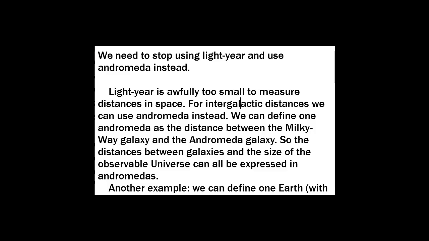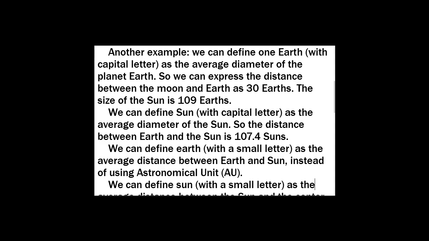So, the distance between galaxies and the size of the observable universe can all be expressed in Andromedas. Another example, we can define one Earth, with capital letter, as the average diameter of the planet Earth. So we can express the distance between the Moon and Earth as 30 Earths. The size of the Sun is 109 Earths.